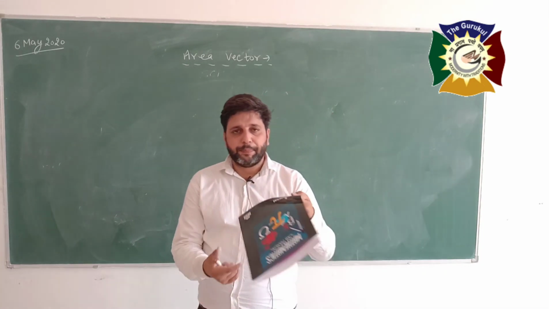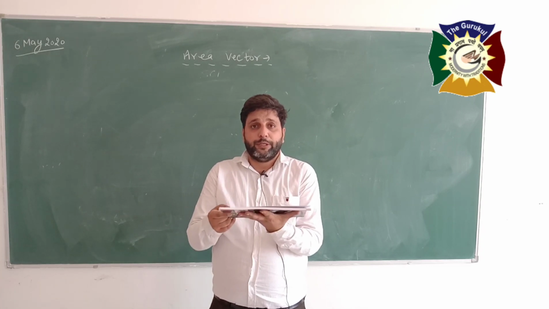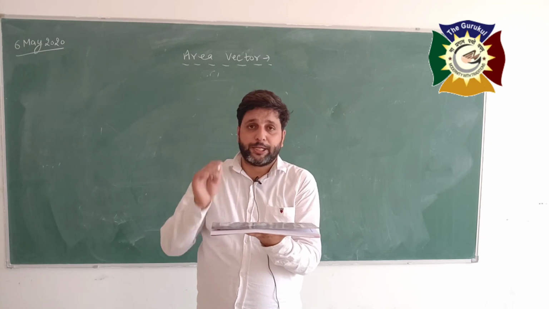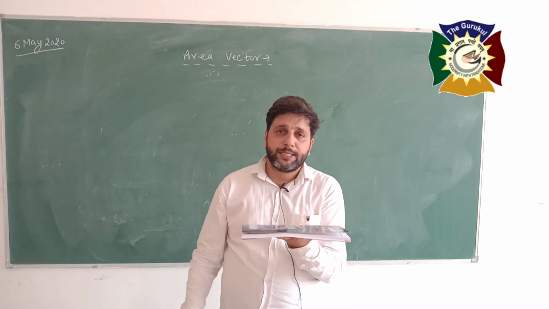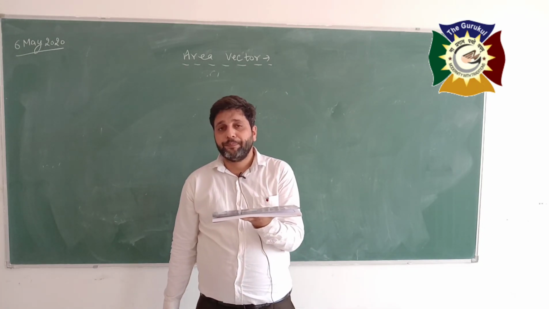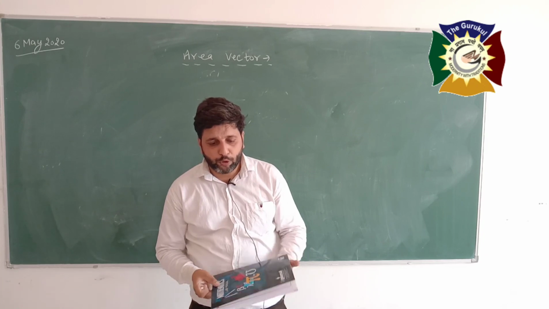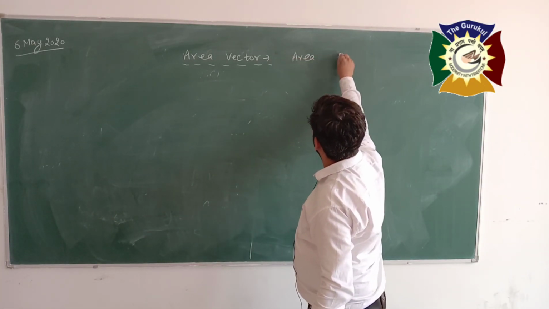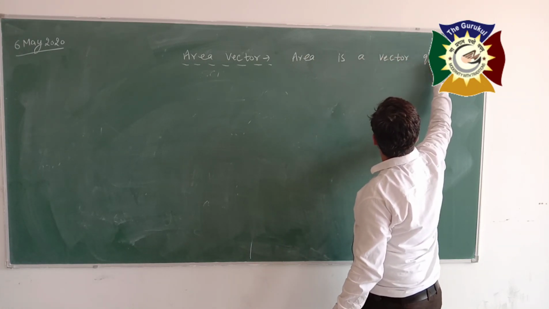Beta, suppose this is a planar surface. It has some area and area is a vector quantity. And you will say that area has direction. Then I will tell you it has direction normal to the surface. So area is treated as a vector quantity and its direction is normal to the surface. Okay.